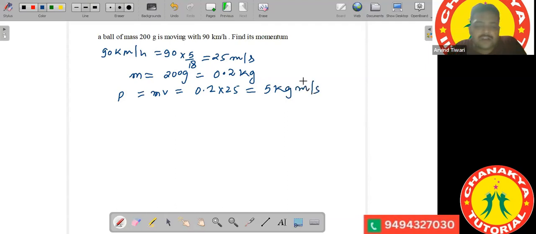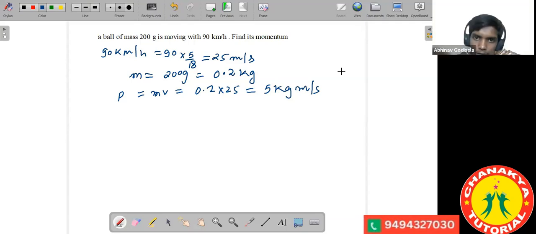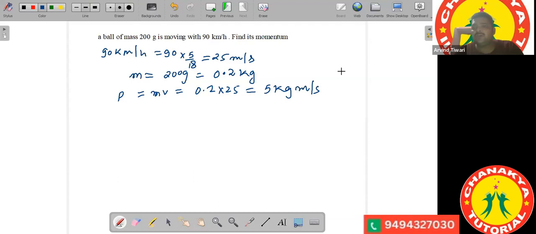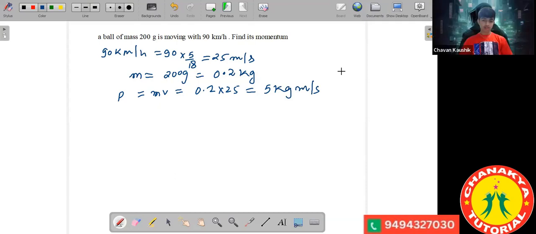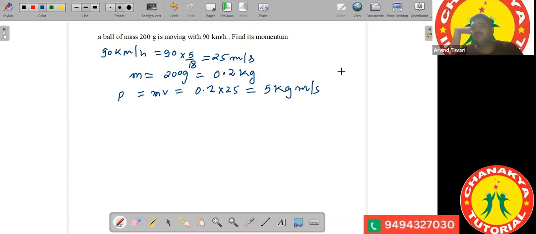So who all had got this answer? I think Pranaya had got this answer. Siddhant got this answer. Anyone else who got the same answer? Even I got the same answer. Okay, that's good. Kaushik, did you get the answer? Yes, sir.